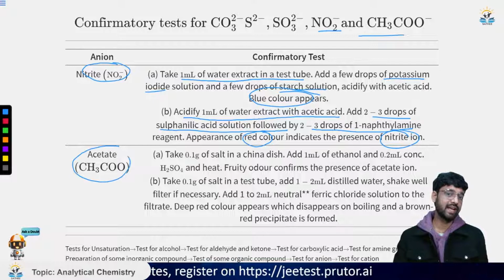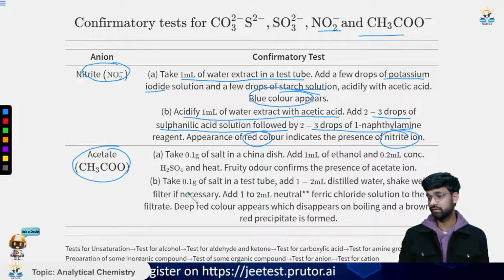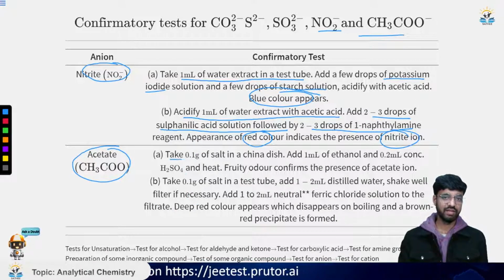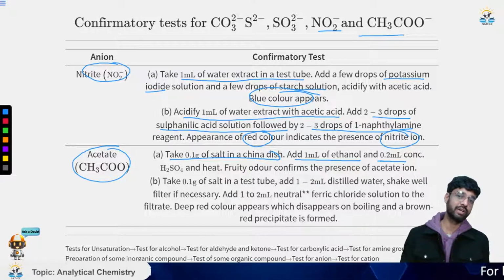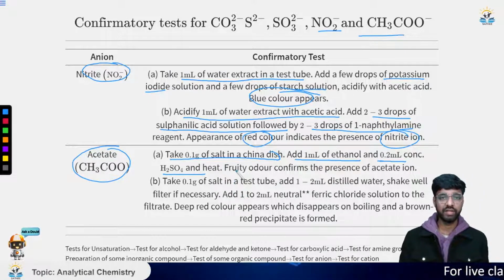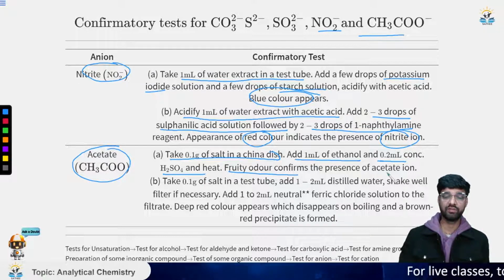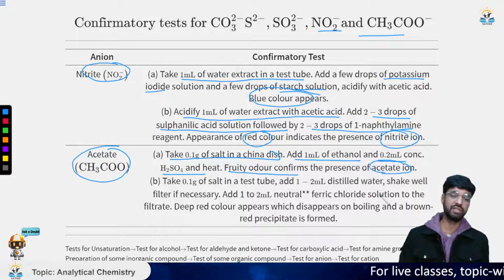Now for acetate ion confirmation, we take 0.1 gram of salt in a china dish, add 1 ml of ethanol and 0.2 ml of conc H2SO4, and heat it. If a fruity odor appears, it confirms the presence of acetate ion, because an ester is being formed here.